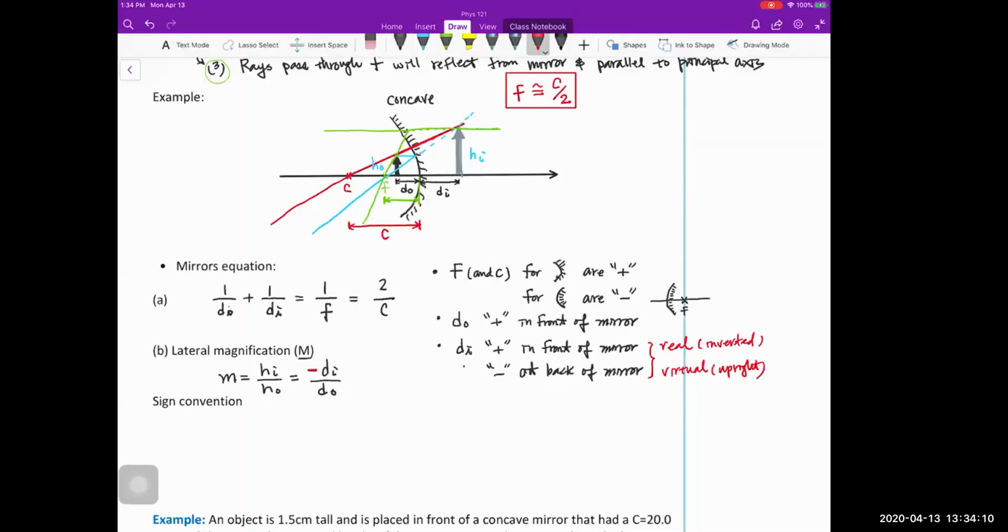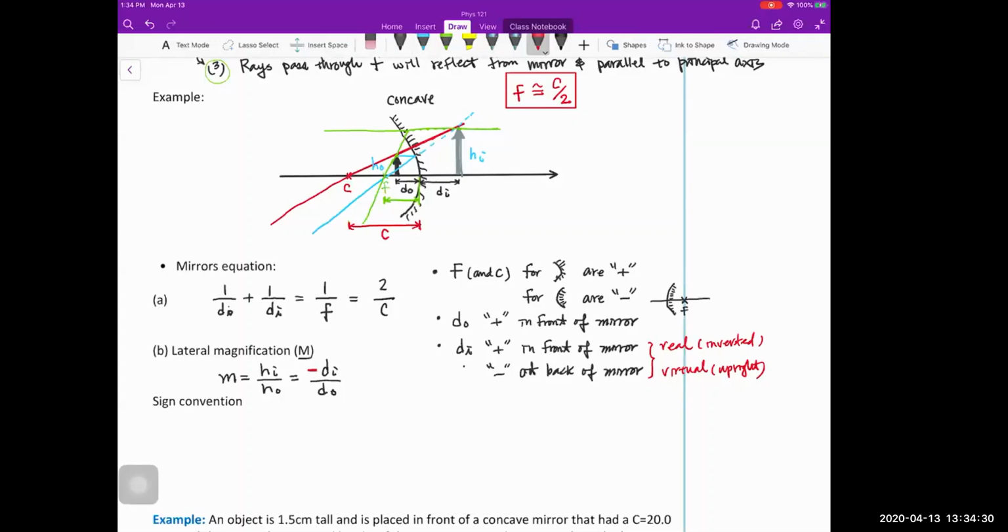Well, magnification is just a number. If the number is larger, the image will be larger. If the number is smaller, the image is smaller. If it equals 1, it's the same size. The minus sign over here tells you the orientation.